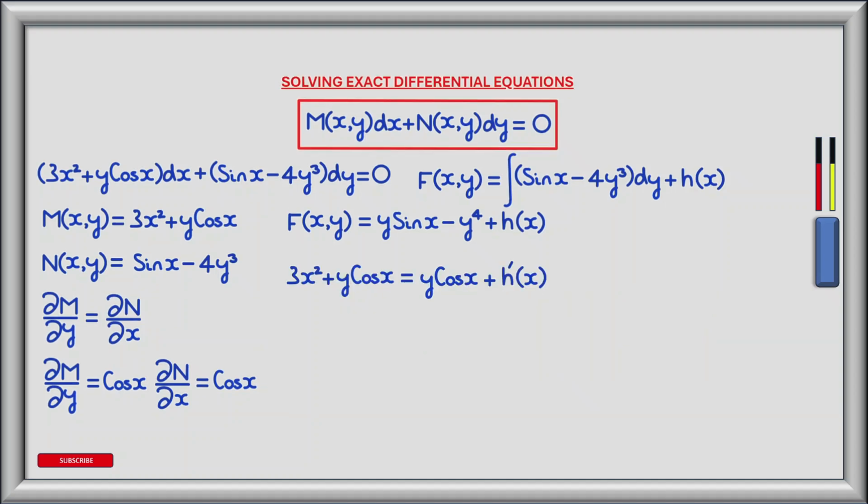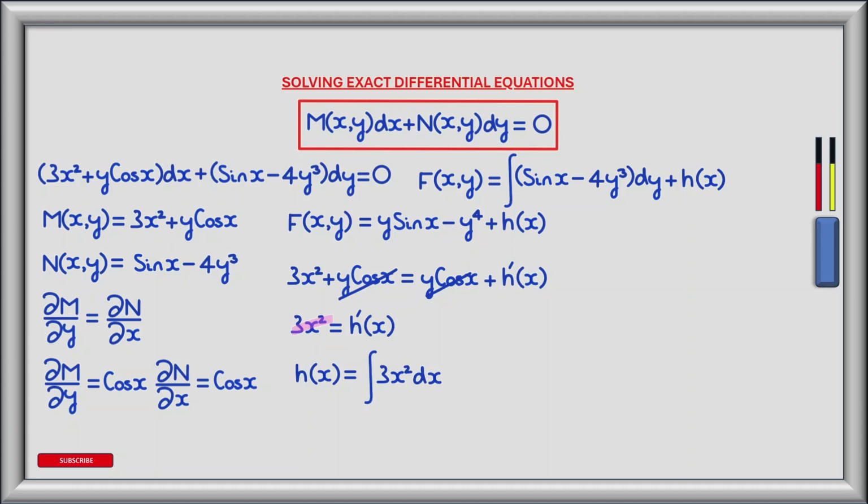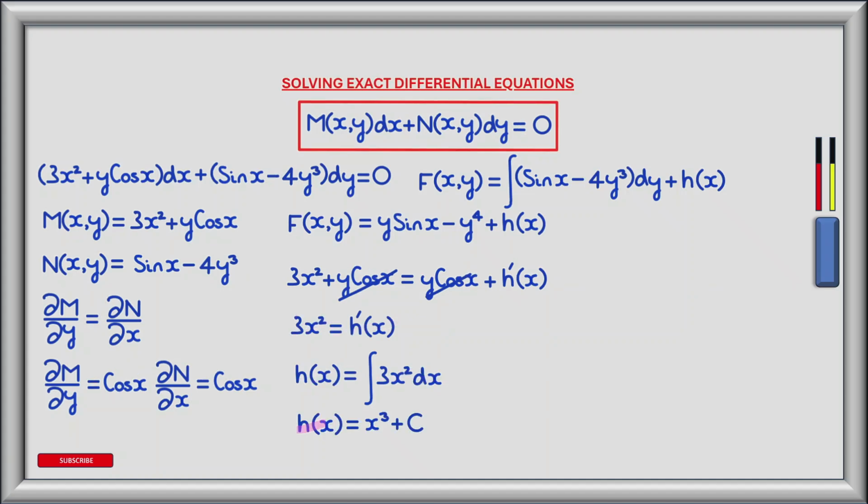And therefore, evaluating the partial derivative and equating it to M gives 3x² + y cos x is equal to y cos x + h prime. And we can eliminate y cos x from both sides of the equation to give 3x² equals h prime of x. So function h is equal to the integral of 3x² dx, and therefore h is equal to x³ plus a constant of integration c.